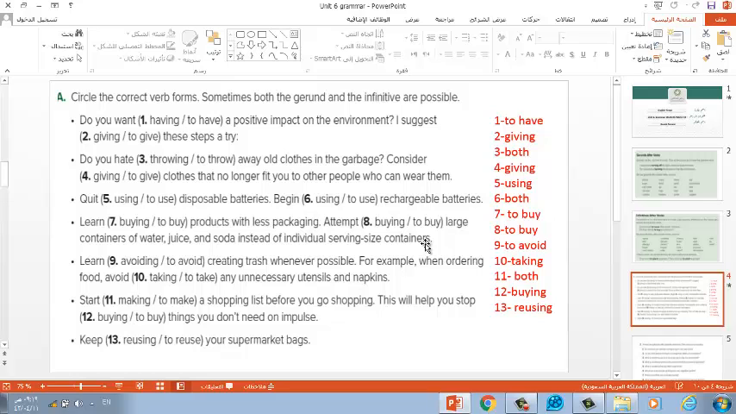I suggest blank these steps a try. After the verb suggest, should we use giving or to give? Of course we use giving. Now here are the answers again. I would like you to read all of the sentences so that you can be convinced and realize why we used each form in such a place.